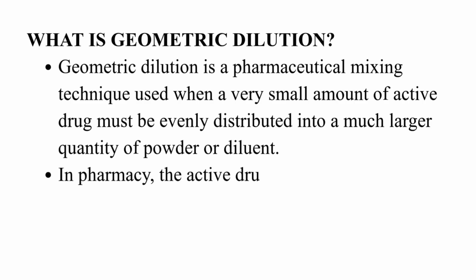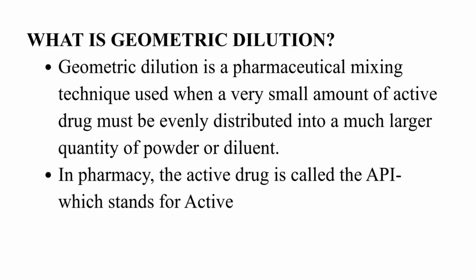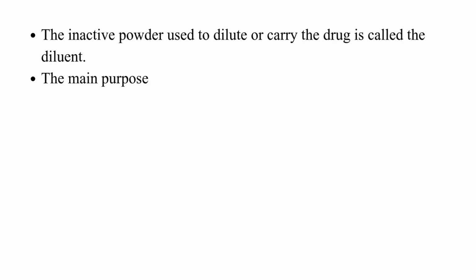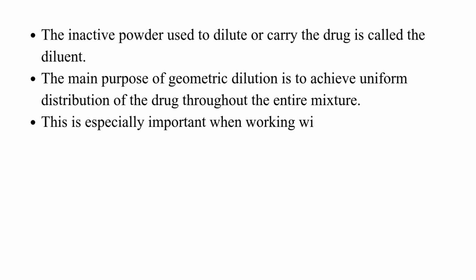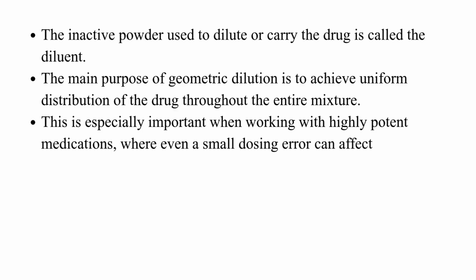In pharmacy, the active drug is called the API, which stands for active pharmaceutical ingredient. The inactive powder used to dilute or carry the drug is called the diluent. The main purpose of geometric dilution is to achieve uniform distribution of the drug throughout the entire mixture. This is especially important when working with highly potent medications, where even a small dosing error can affect patient safety.